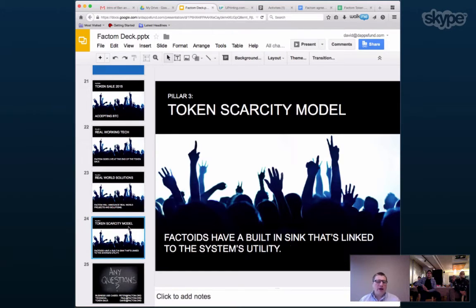And then finally, the way the tokens are used is the factoids are converted to entry credits, and the entry credits are converted to entries in the Factom system. And that's really where the sink in the Factom system lies. Similar a little bit to the Ethereum structure in the way that their tokens work.